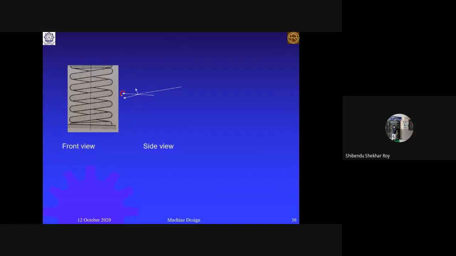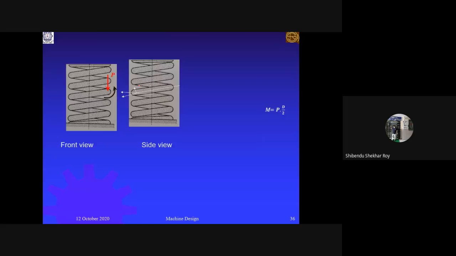So this is the couple vector direction M, and it has two components: M cos lambda and M sin lambda. From here it is clear that the lambda value is very small. So for M cos lambda, M equals P into D by 2 cos lambda, that is how you can approximate it.